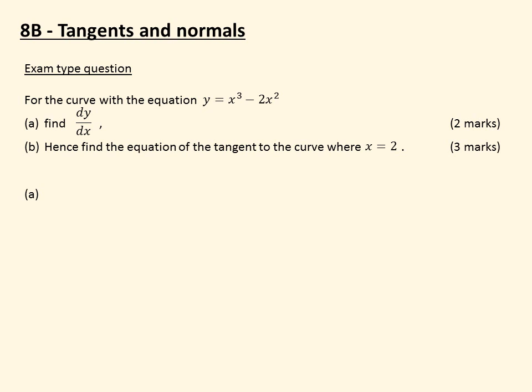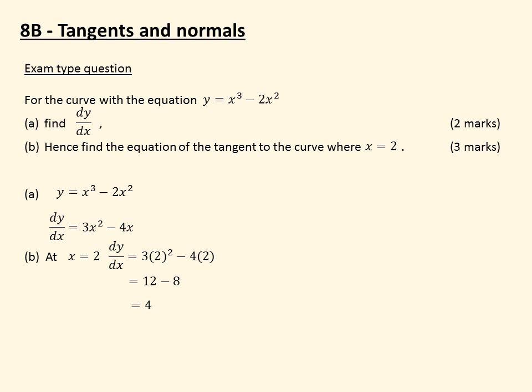Part A. We need to differentiate the expression for y. 3x squared minus 4x. The second part, we need to find the equation of the tangent. So we need to find the gradient when x is 2. We can do this by putting 2 into the derivative. We get the value 4.